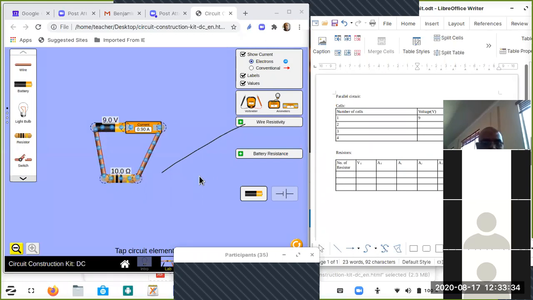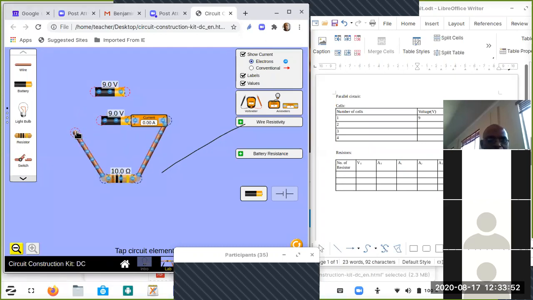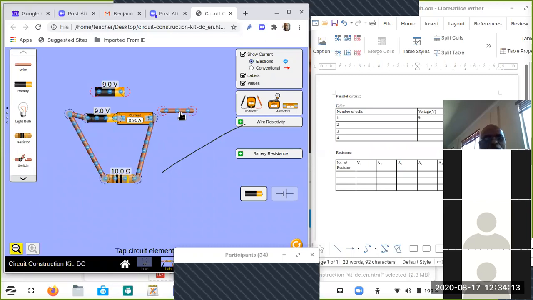Then I'm going to connect another cell. This cell is going to be parallel to the other cell, right? Then we are going to find out what happens to the voltage. Is the voltage going to increase or decrease? What do you think is going to happen? It's going to increase. The voltage across the resistor is going to increase. Yes, sir. Okay, we'll see, right? We are going to check and find out whether your hypothesis is correct, right?